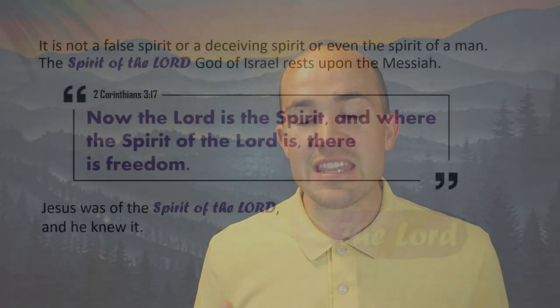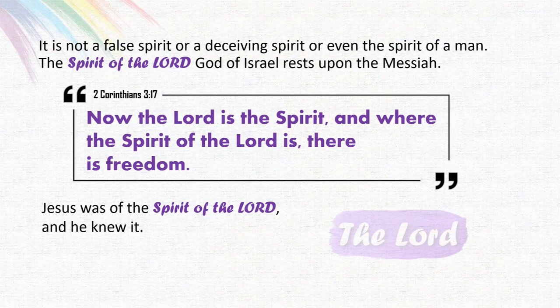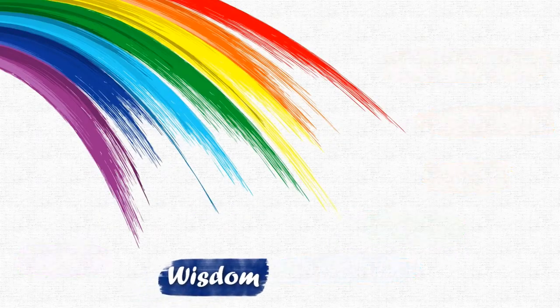Jesus stands up in the tabernacle one day and opens up the scroll of Isaiah, and he says, "The Spirit of the Lord has sent me to proclaim good news to the poor. He sent me to set at liberty the captives." Where the Spirit of the Lord is, there is freedom. And Jesus was of the Spirit of the Lord, and he knew it.